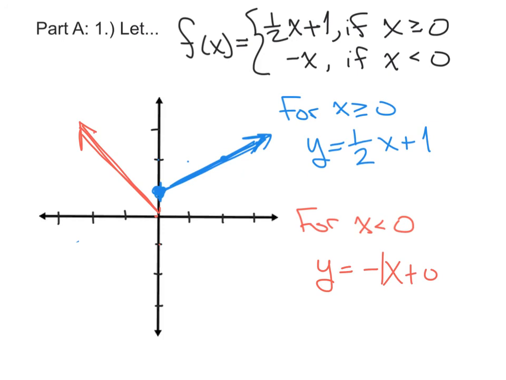Now this is only for when x is strictly less than 0, not when it's equal to. So I'm going to put a circle on this end of it. And those are the two pieces of the piecewise defined function.